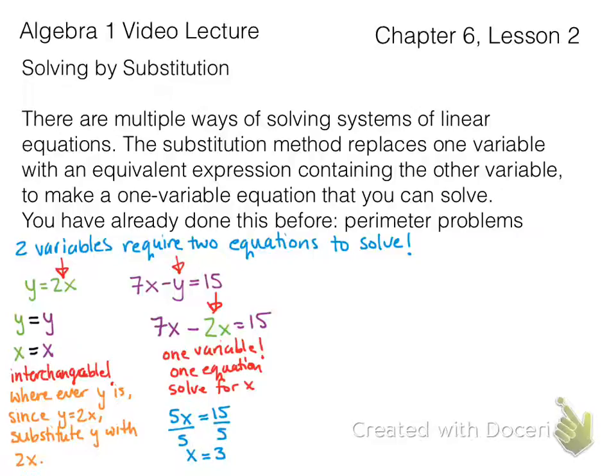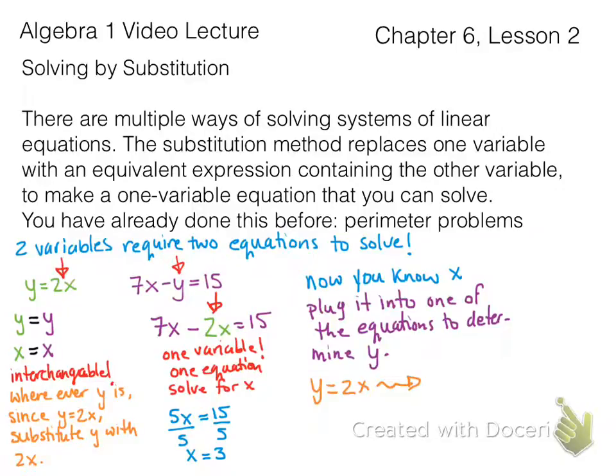x equals 3. Now that I know what x is, I can plug x back into either one of my equations, either the y equals 2x or the 7x minus y equals 15, and figure out what y is. All right, now you know x, solve for y, plug it into one of the equations to determine y. I'm going to plug it into y equals 2x, so y equals 2 times 3, which means y equals 6.